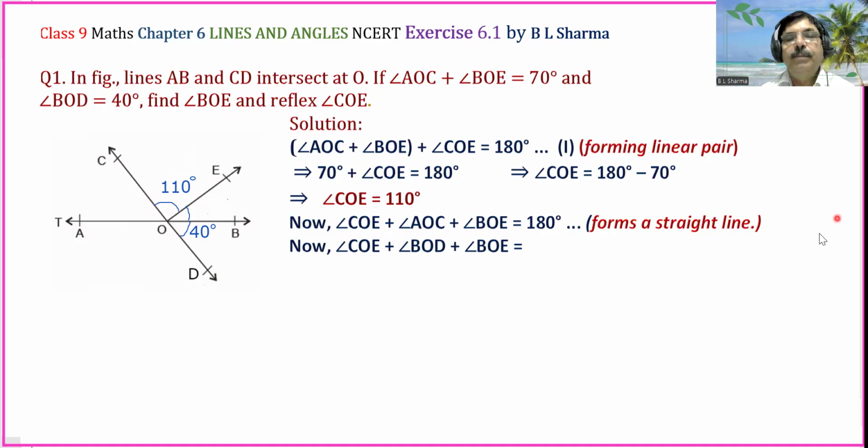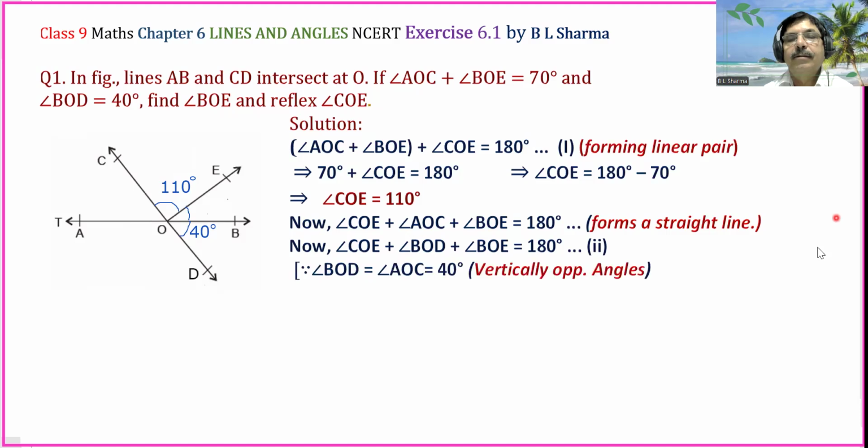So angle COE plus angle BOD, in place of angle AOC, you can write angle BOD because this angle is 40 degrees, so this angle is also 40 degrees. So you can write that is 180. In place of angle COE, you can write 110. In place of angle BOD, you can write 40. So 110 plus 40 plus angle BOE, that is 180 degrees. Meaning this angle plus this angle plus this angle.